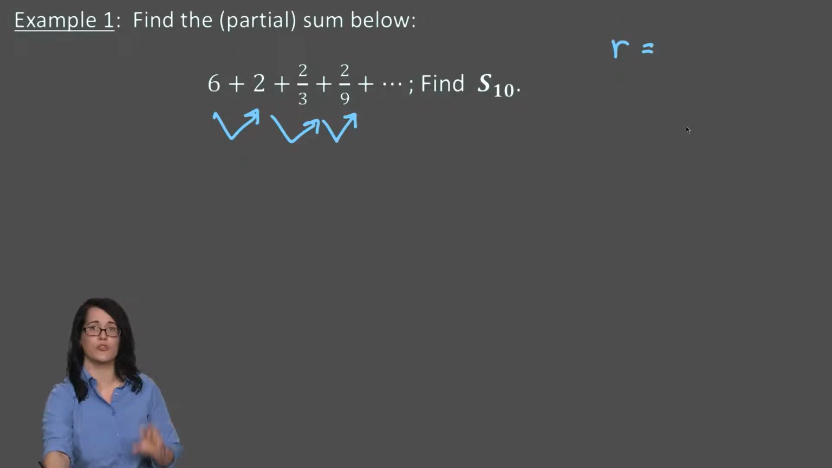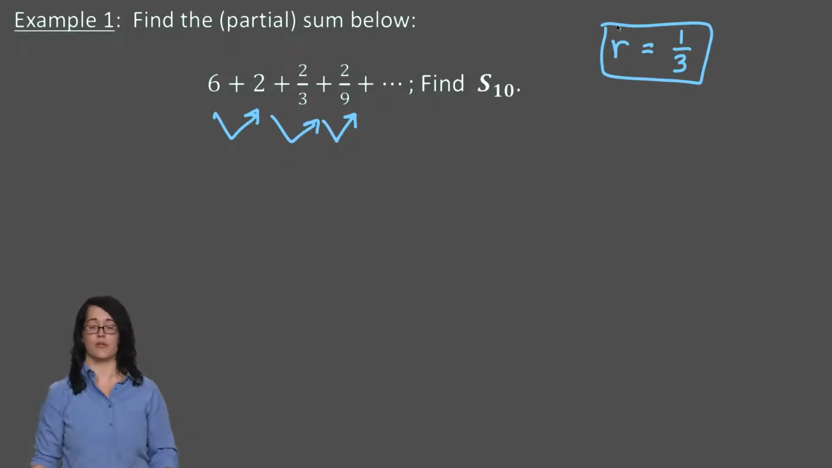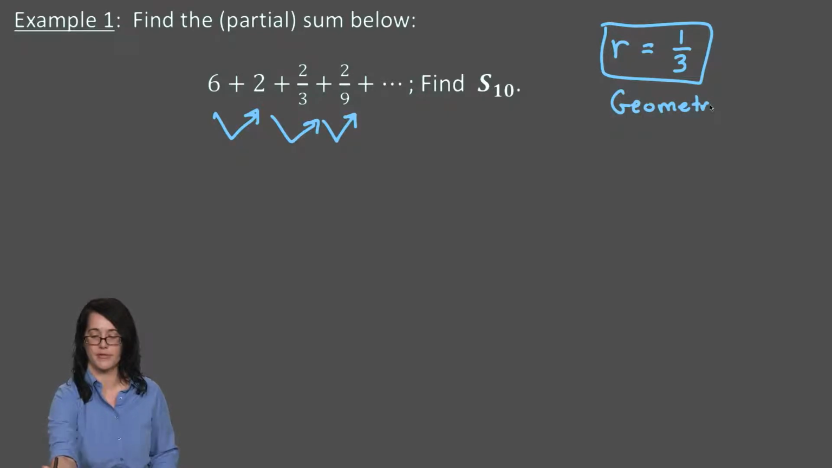What is it? Well, 2 over 6 is really reduced to 1 over 3. And if you multiply 1 over 3 again by 2, don't you get 2/3? And if you multiply 2/3 by 1/3 again, you'll get 2/9. So it does seem that we're repeatedly multiplying the previous term by 1/3 to get to the next term. So this is in fact a geometric situation, a geometric sequence, if you will.